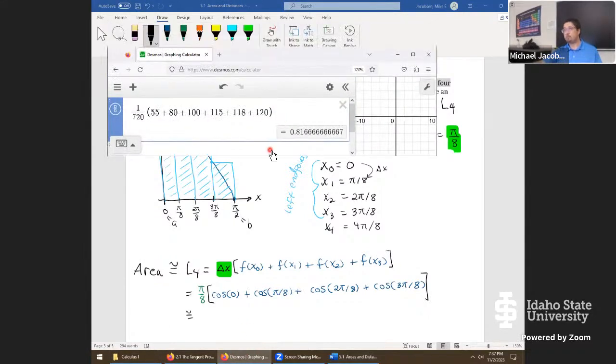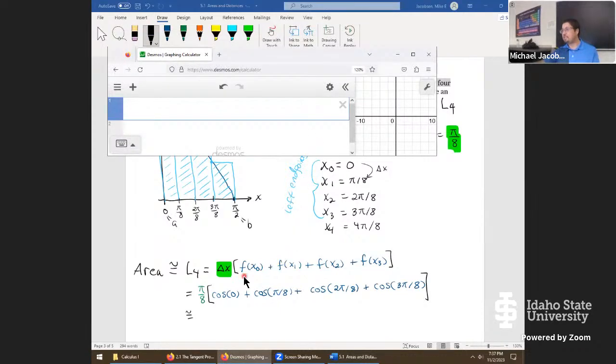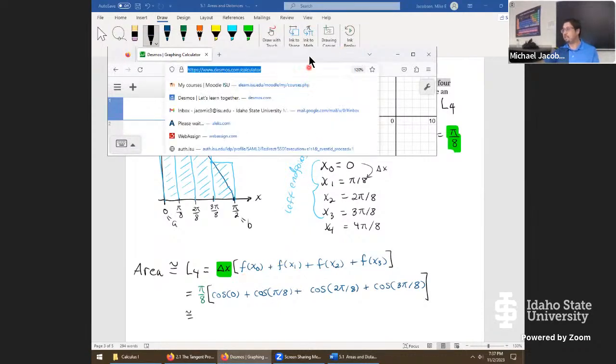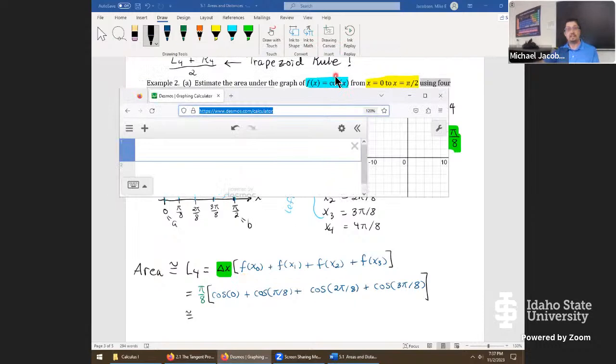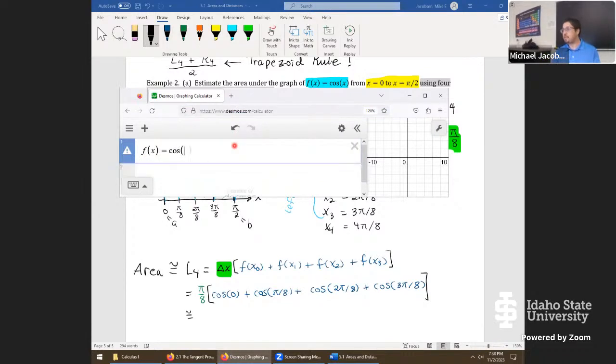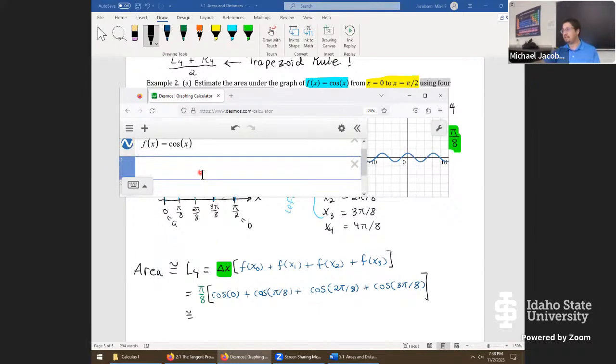And here's how I would probably calculate it if it was homework. I would probably just define the function. Where is it? It's cosine, but let's take a look at it. Define that function first. f of x equals cosine x. So there it is. We definitely have a cosine function.